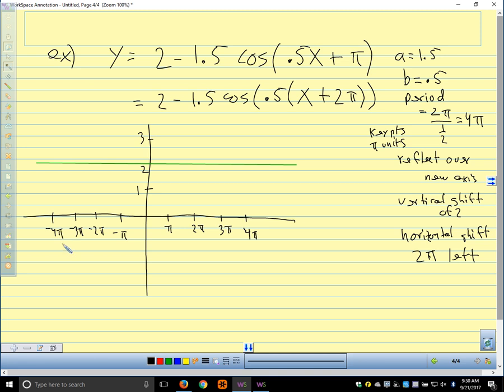All right, so our cosine function usually starts at 1, 0, but I'm shifting up and I'm reflecting. So my cosine, and I'm shifting over 2 pi to the left. So I'm going to start 1.5 units down from my axis. So the vertical reflection has us start below the axis instead of above. And then my key points every pi units.